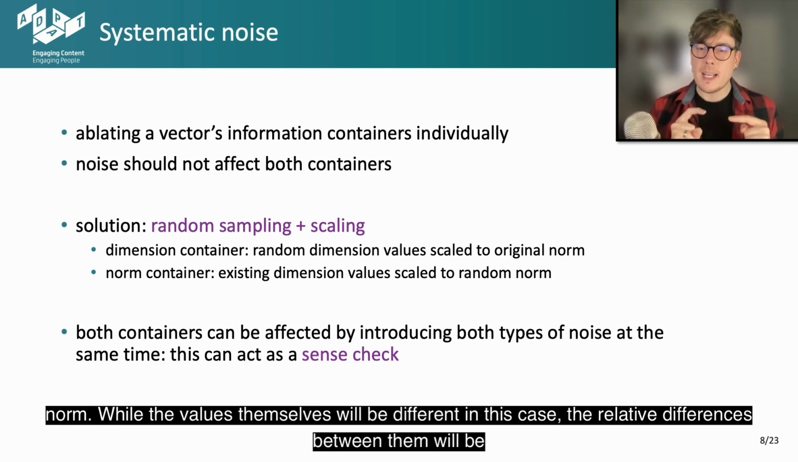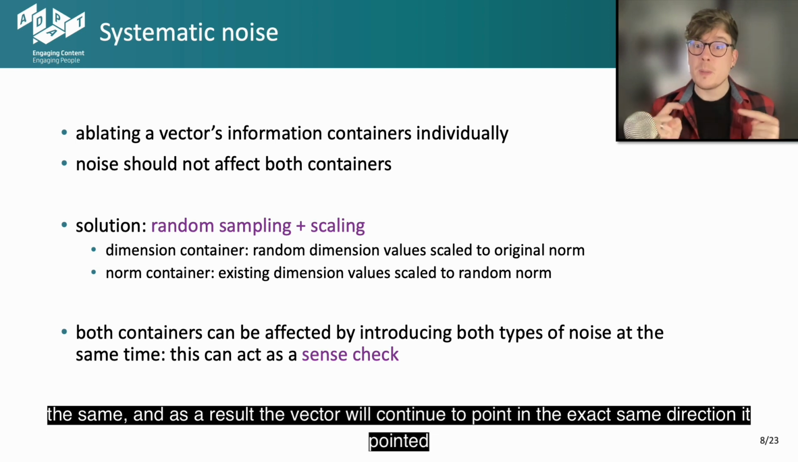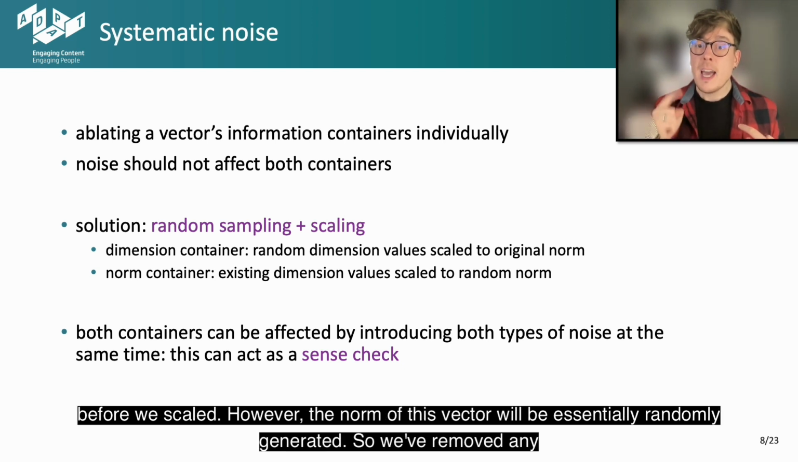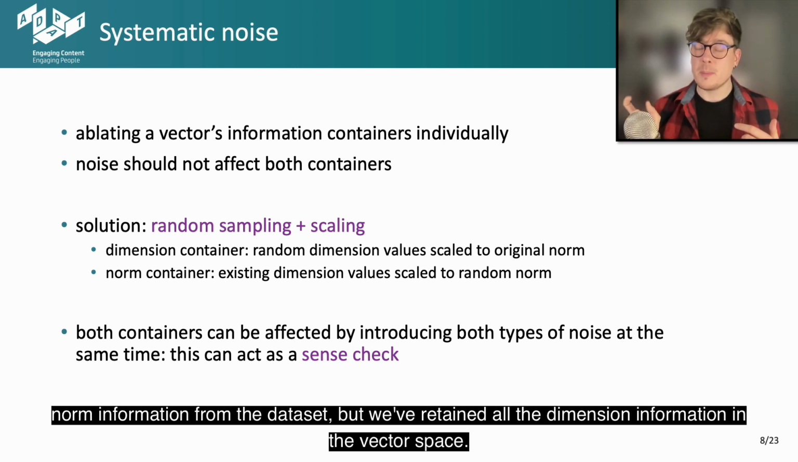While the values themselves will be different in this case, the relative differences between them will be the same, and as a result, the vector will continue to point in the exact same direction it pointed before we scaled. However, the norm of this vector will be essentially randomly generated. So we removed any norm information from the dataset, but we retained all the dimension information in the vector space.